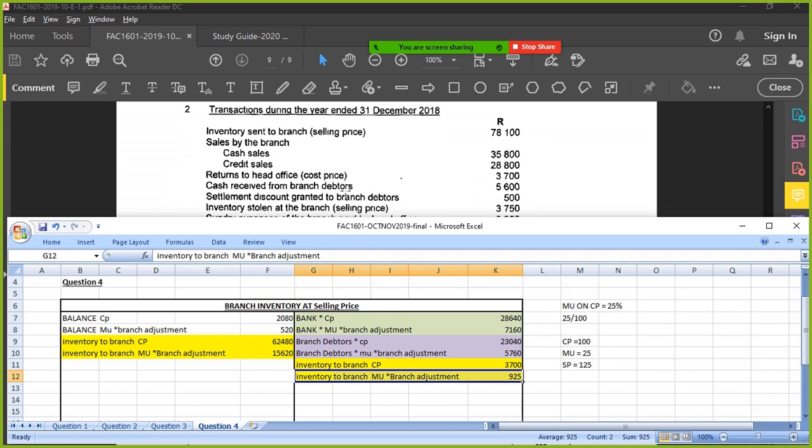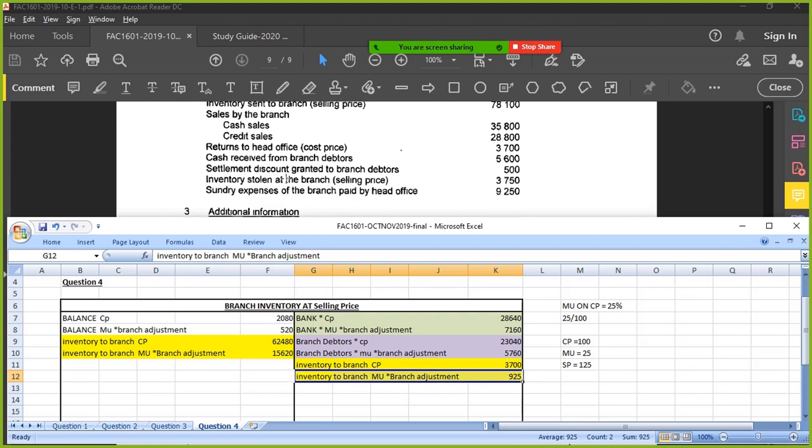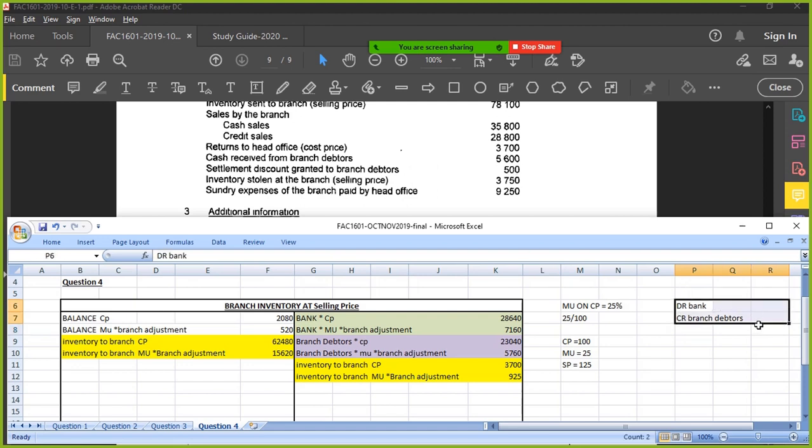Cash received from branch debtors. If you have cash received from branch debtors, you're going to debit bank, credit branch debtors. Does that make sense? Yes. No impact on this account. Settlement discount granted to branch debtors. If the discount is granted to a branch debtor, what's happening? You're allowing them to pay you less than they owe. Does that make sense? Yes.